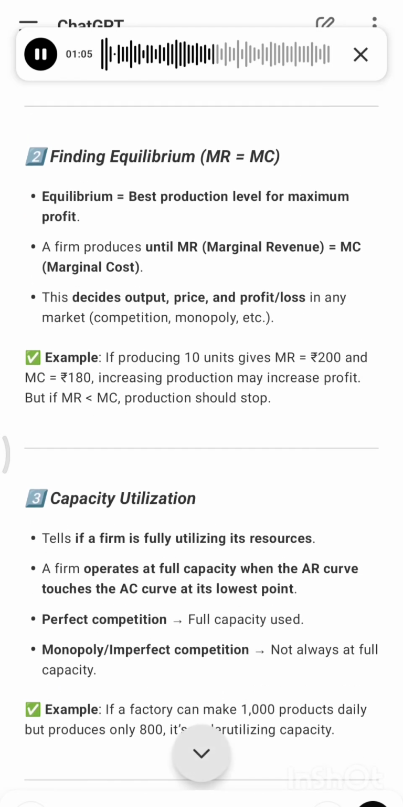3. Capacity utilization tells if a firm is fully utilizing its resources. A firm operates at full capacity when the AR curve touches the AC curve at its lowest point. Perfect competition, full capacity used. Monopoly, imperfect competition, not always at full capacity. Example, if a factory can make 1,000 products daily but produces only 800, it's underutilizing capacity.